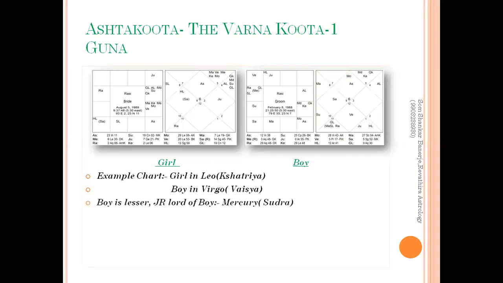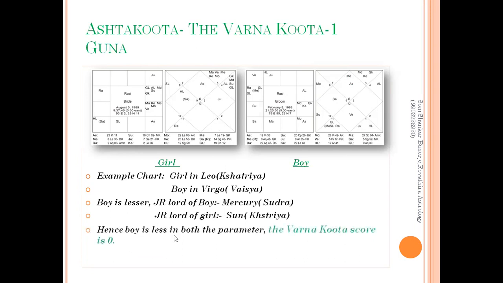So here the girl's caste is higher, so no point comes. Now we have to check the Janma Rashi Lord. The boy's is lesser. The Janma Rashi Lord of the boy, Virgo, is Mercury, which is Shudra, and for the girl it is the Sun, which is Kshatriya. So again it is not matching. Hence the boy is lesser in both parameters, and the Varnakuta score is 0.